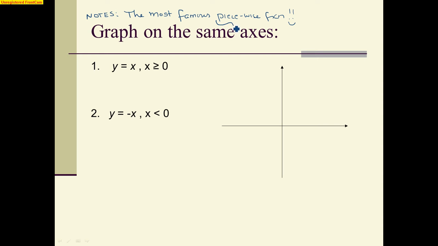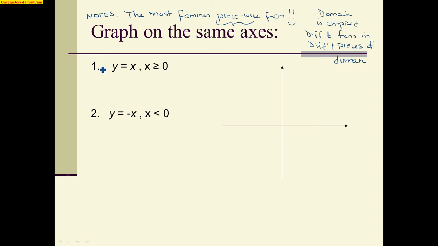Piecewise means that your domain is chopped, and you have different functions in different pieces of the domain.